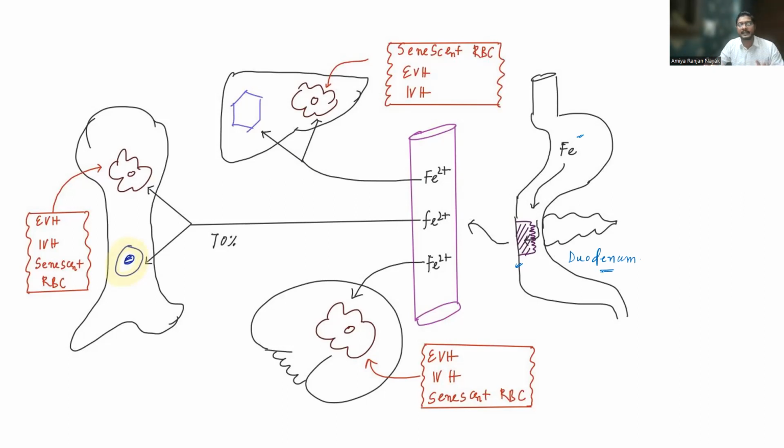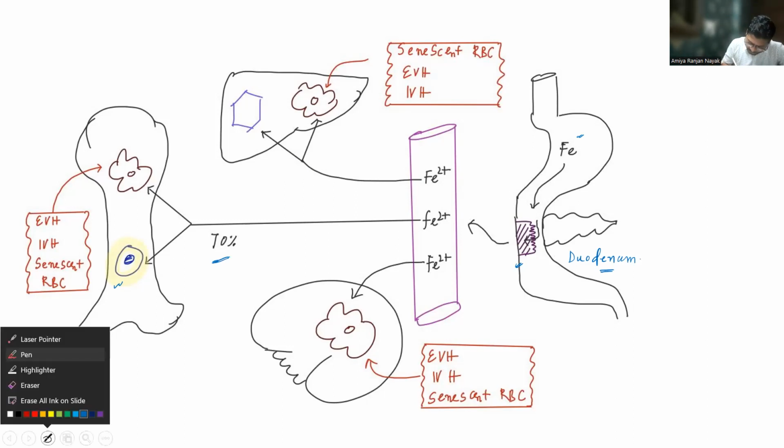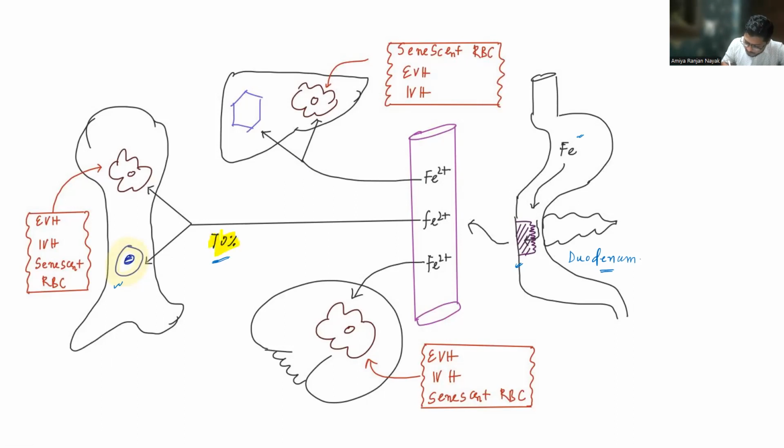Remember, of whatever iron is in the circulation, or whatever iron is absorbed, around 70% is going into the bone marrow. Why? Because in the bone marrow you have the developing erythroblasts, and they need iron because they are synthesizing hemoglobin. For hemoglobin synthesis, you need iron. So around 70% of the iron that is absorbed will go into the bone marrow, especially to the developing erythroblasts. Again, this number is important.